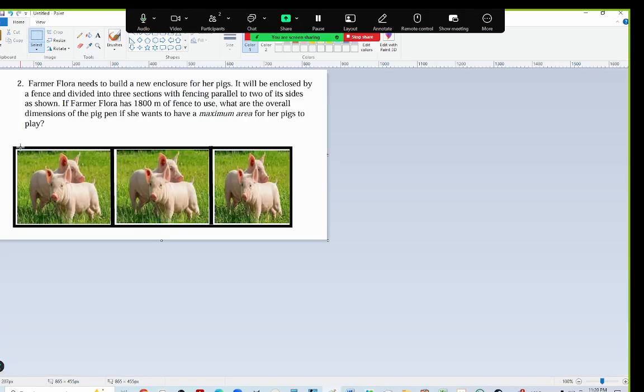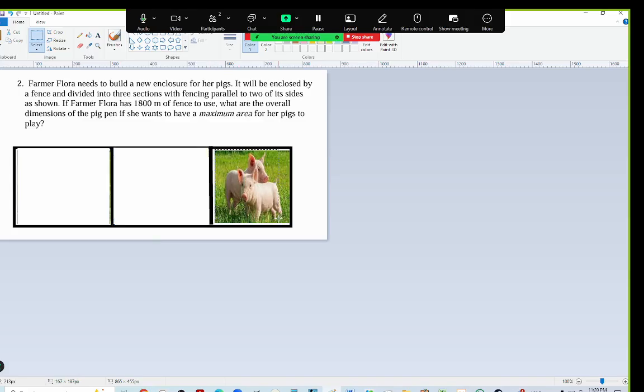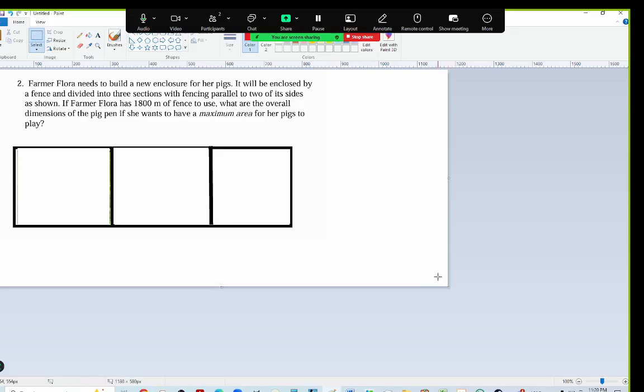Okay. So inside he made a fence like this, and a fence like this, and a fence like this. Even though it doesn't look like the same size, they're supposed to be equal size. He used 1,800 meters. That means he started with 1,800 meters and he laid some there, some there, some there, and so on. So he used a little extra fence here and here.